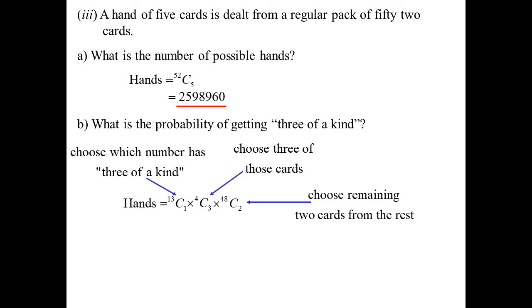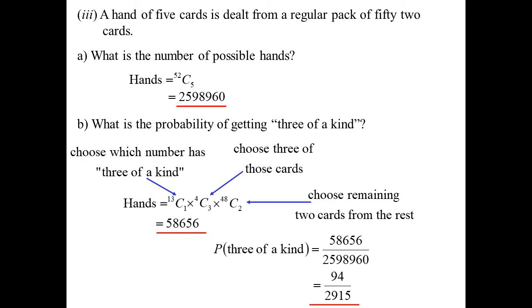Isn't there 49 left? Why 48 and not 49? Exactly. So even though I've dealt the 3 of the, well, let's say it was aces, I don't want to give them the other ace, because then they don't have 3 of a kind, they would have 4 of a kind. So there's actually only 48 cards that they can choose from. So 48C2, there we are, 58,656.